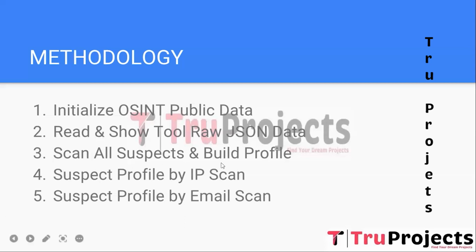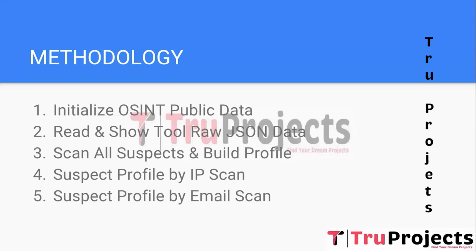The third module is Scan All Suspects and Build Profile. This module involves scanning the gathered data from the OSINT dataset to identify the potential suspects or criminals. The system applies specific algorithms and techniques to analyze the information and build a comprehensive profile for each individual. These profiles include crucial details such as criminal email, IP address, and the website that has been targeted for the attack and data theft.